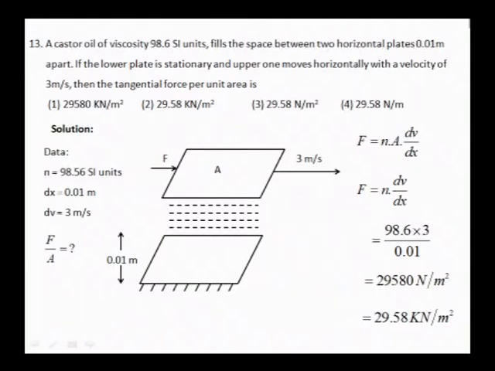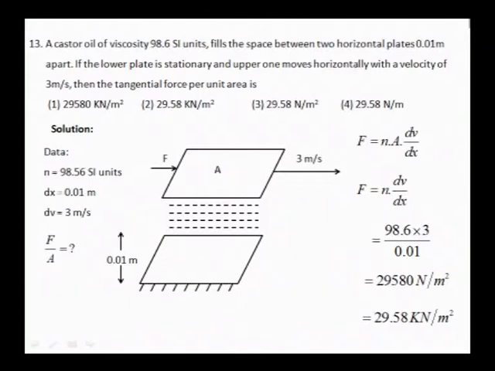The coefficient of viscosity is given as 98.56, and the distance between the two layers is given as 0.01 meters. For the velocity gradient, because the bottom layer is fixed and only the top layer is moving, the relative velocity difference between the two layers is 3 meters per second. We are asked to calculate the tangential force per unit area of cross section.